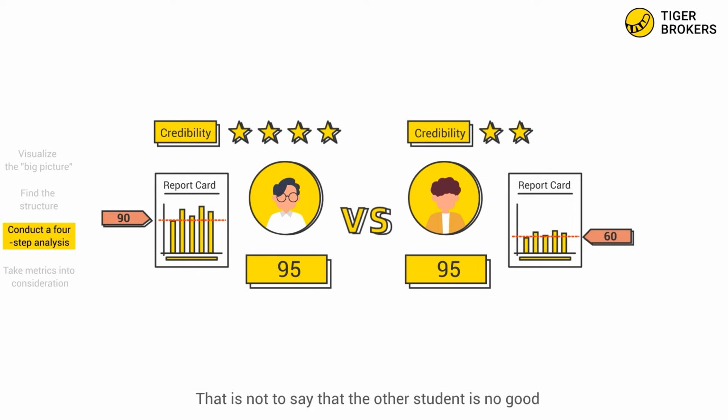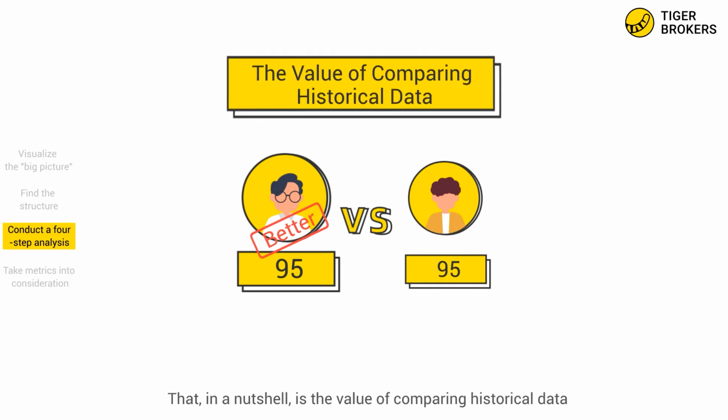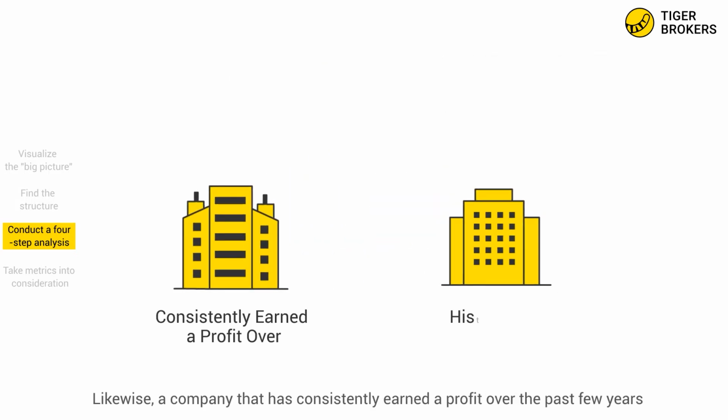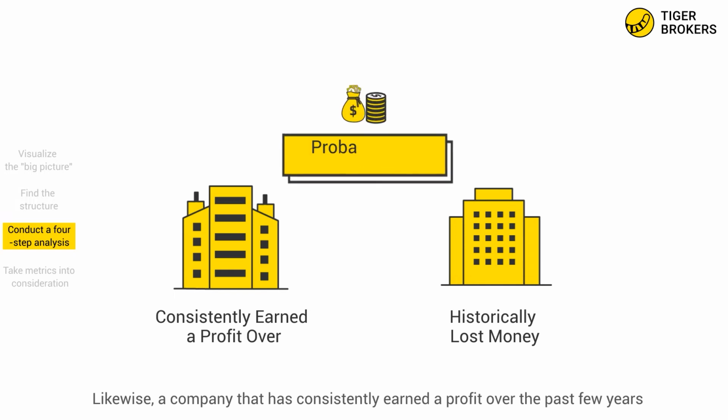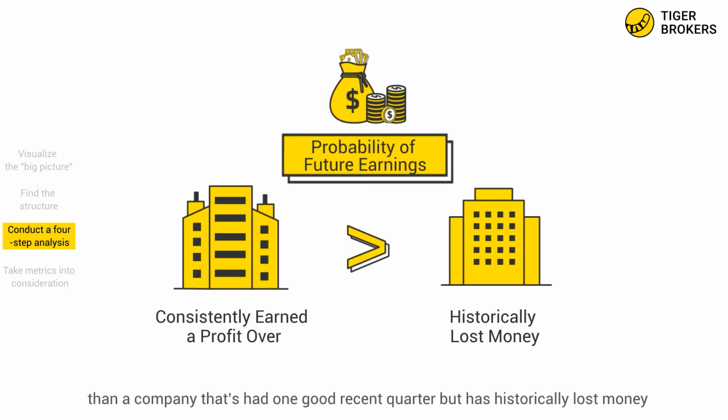That is not to say that the other student is no good. It just means that, given the historical record, the first student is more likely to keep getting good test scores. That, in a nutshell, is the value of comparing historical data. Likewise, a company that has consistently earned a profit over the past few years is more likely to do so in the future than a company that's had one good recent quarter but has historically lost money.